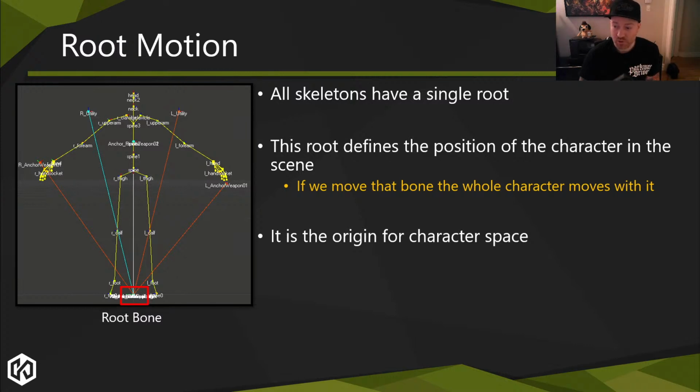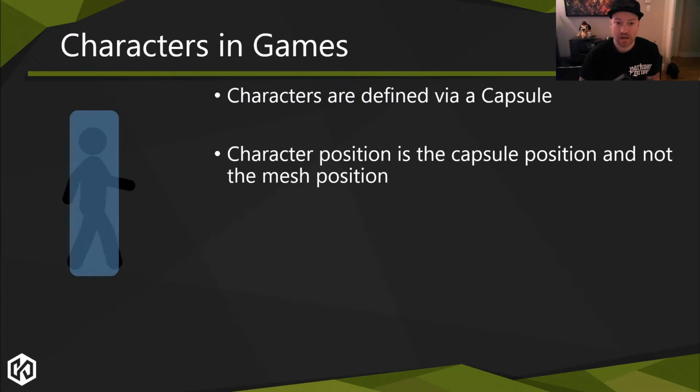If I move that root bone, the whole character goes with it. Again, it's the parent. That should be simple enough to understand. In games, generally characters are defined by a capsule or some other physics object that is the position of that entity in the world. The character position is generally the capsule position, the floor of the capsule, the bottom position of the capsule.